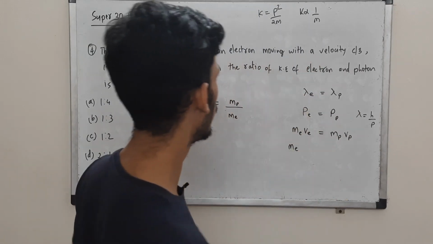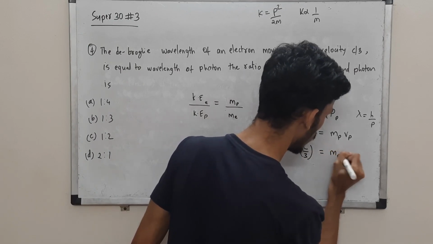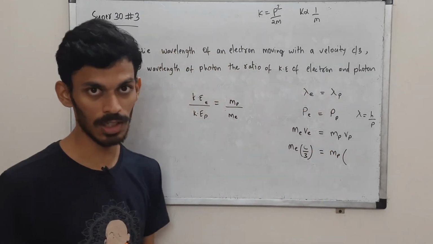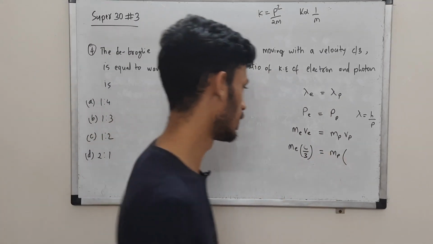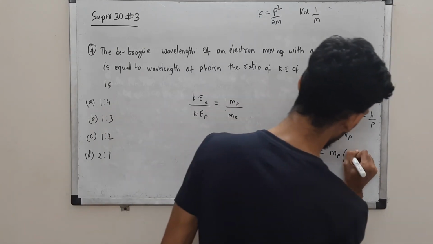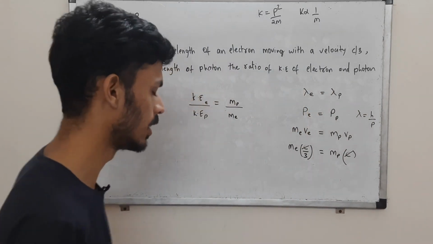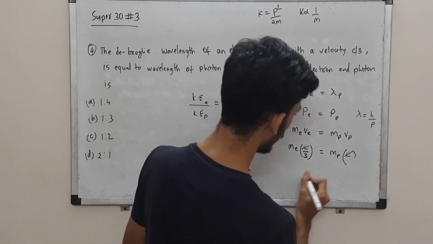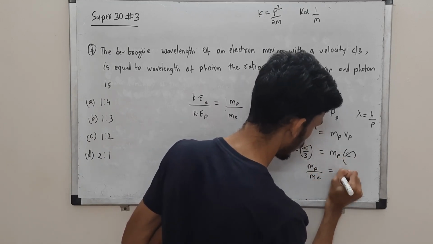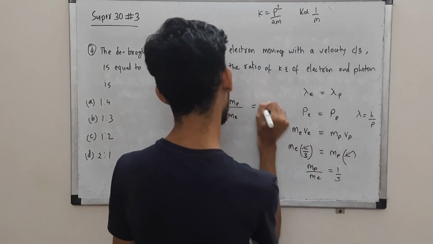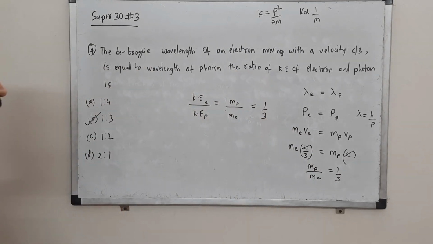So v_e, the velocity of the electron, is given as c by 3. c is the velocity of light, and this is the mass of the photon. Of course the photon is moving, so the mass will not be 0; the rest mass is 0. So this is c by 3, and this will be c. Photon is nothing but a light particle, so it has the speed of light. We want m_p by m_e, so m_p by m_e will be 1/3. This is the ratio that we want, which is option B, 1/3. So that is our answer.